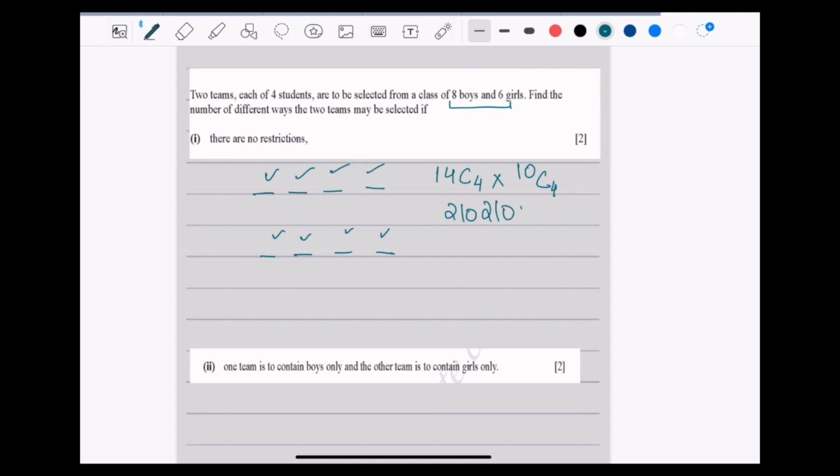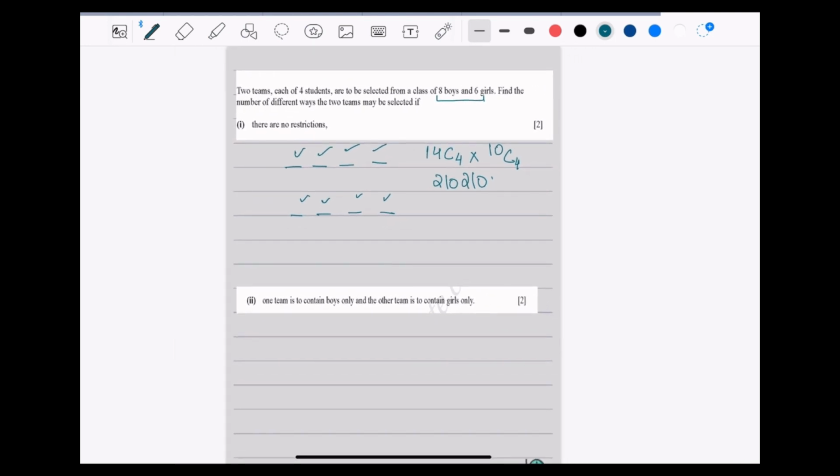One team is to contain boys only and the other team is to contain girls only. So it's pretty straightforward, which means there are going to be 4 boys out of 8. I'll select 8C4 times, with 6 girls, 6C4.